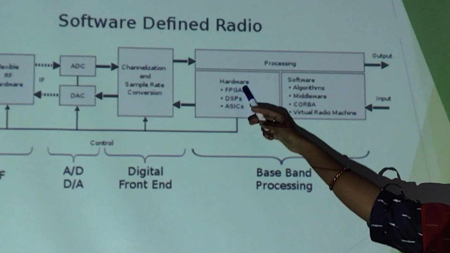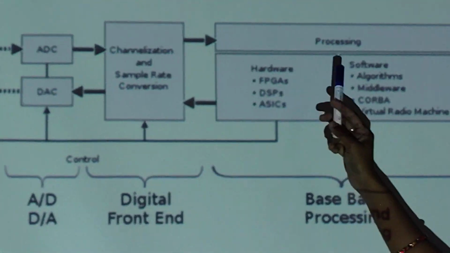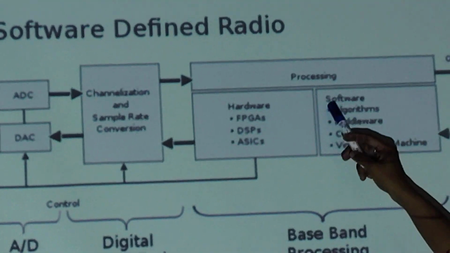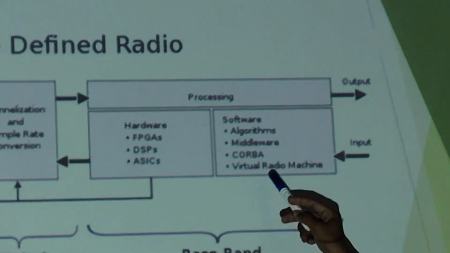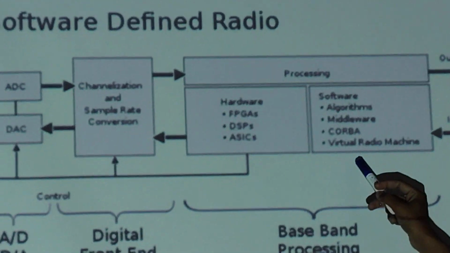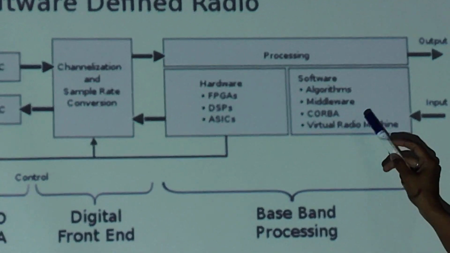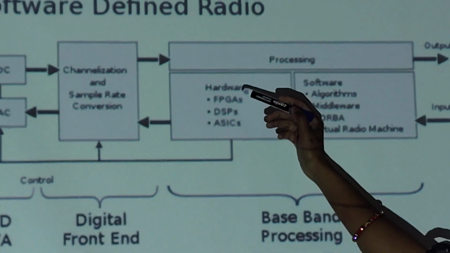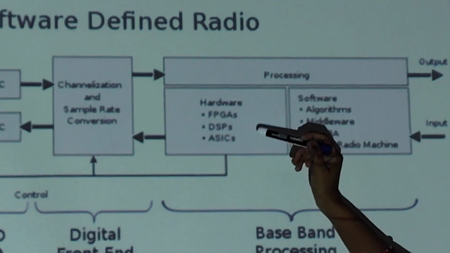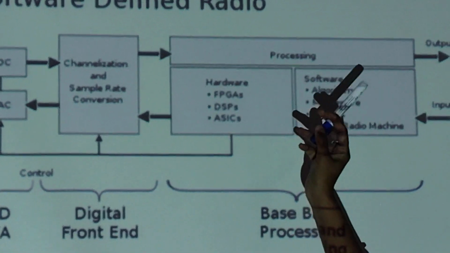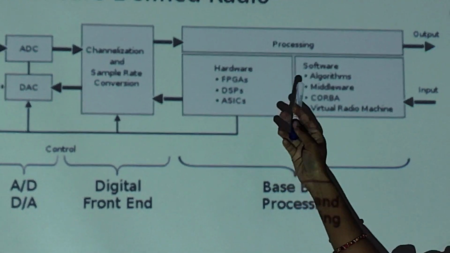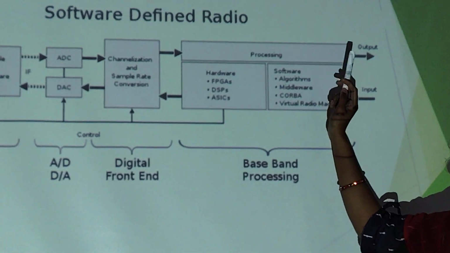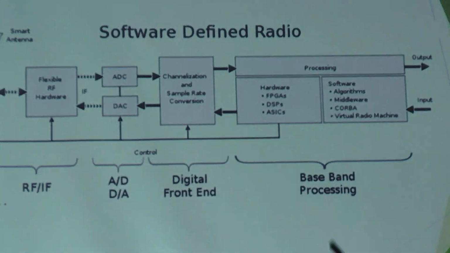And then there is the signal processing block, which contains both hardware and software parts. Here the different software algorithms used to perform the signal processing are middleware, CORBA and virtual radio machines. The different hardware used here are FPGAs, DSPs and ASICs. Based upon the application where the software defined radio is used, the hardware or the software must be chosen accordingly.